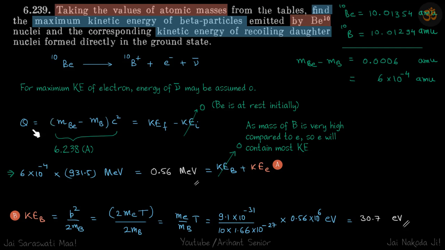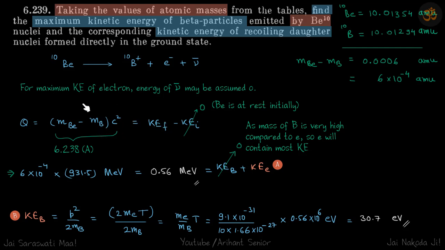Now, writing our Q value. So that is MBe minus MB into c square. So not MB plus, it is MB. So these are the values which we are going to see from the tables. So we saw in the previous problem, part A, that in a beta minus decay, the Q value is this, in terms of masses of the atoms.